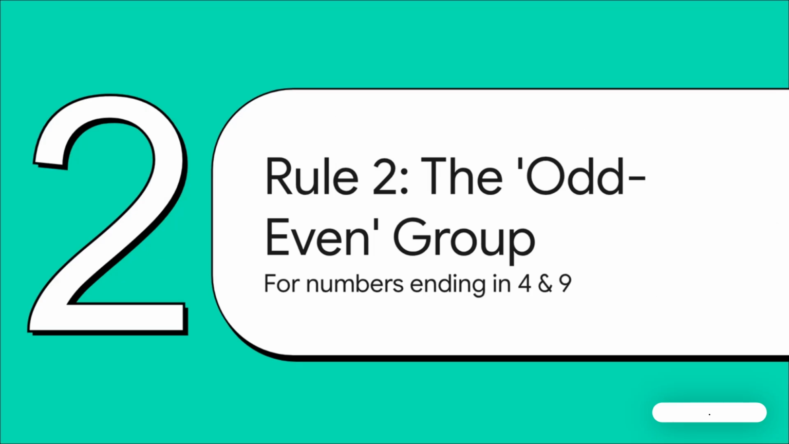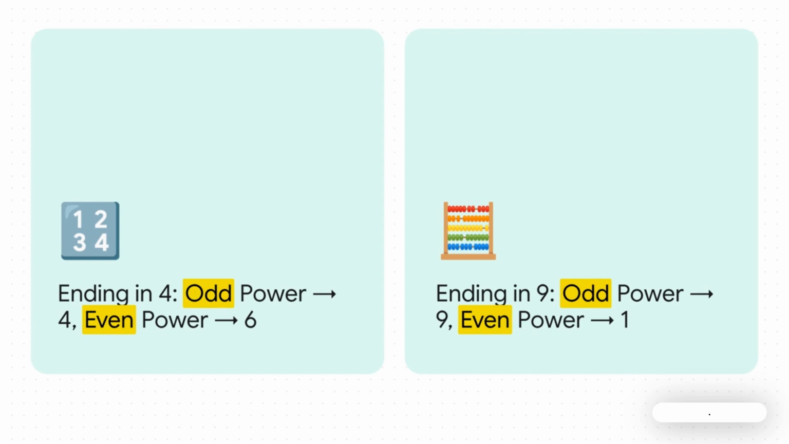All right, let's move on to the next group, which we call the odd-even group. This one is for numbers ending in 4 and 9. Here, the whole game is just about whether the power is odd or even. So, this rule is also really simple. If the number ends in 4 and the power is odd, the unit digit will be 4. If the power is even, the unit digit will be 6. Similarly, for a number ending in 9, if the power is odd, the unit digit is 9, and if the power is even, the unit digit is 1. That's all you need to remember.